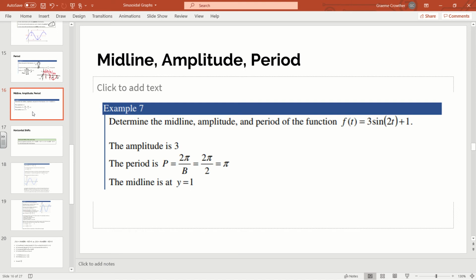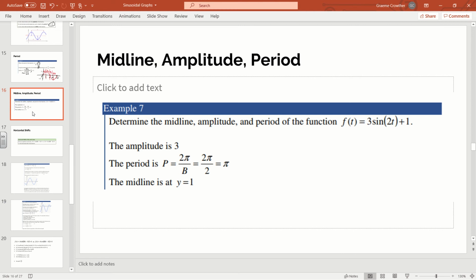All right, welcome back to part two. We've accompanied the slideshow with this video, so hopefully you're taking notes as you go along. If not, feel free to go back and do so. Where we left off was with the period and graphing, so we're going to continue with that.